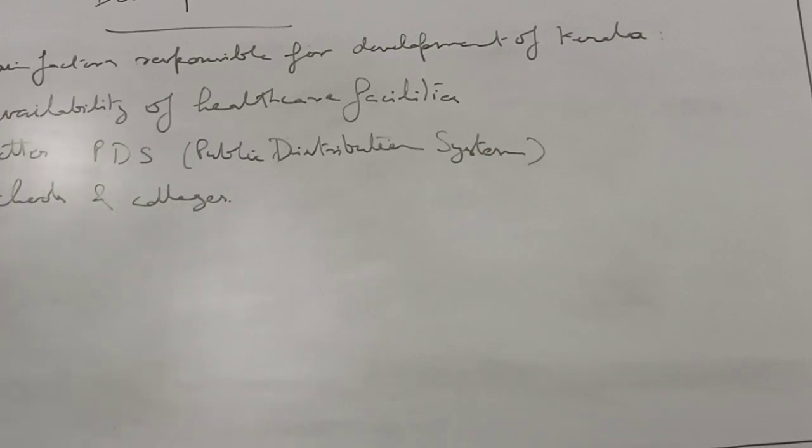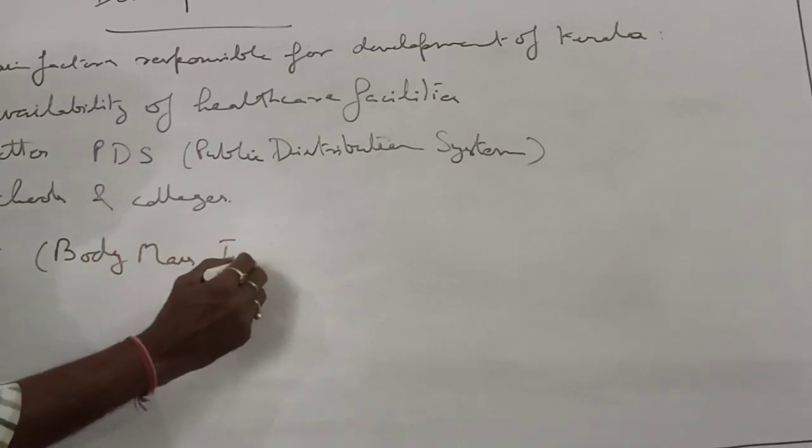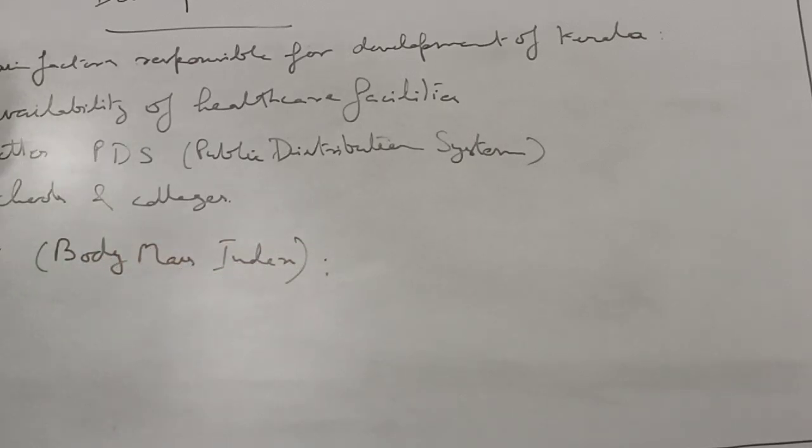The next thing we have discussed about education, we have discussed about healthcare facilities, the PDS system or the public distribution system. Now we will talk about BMI. What is BMI? Body Mass Index. It is a formula to examine or to categorize the body of an individual as malnourished, getting a nutritious diet, or overweight.